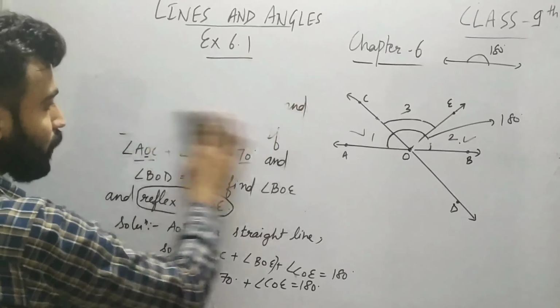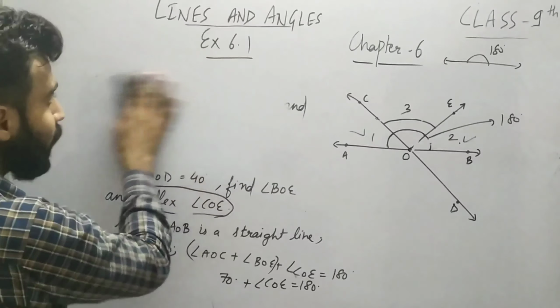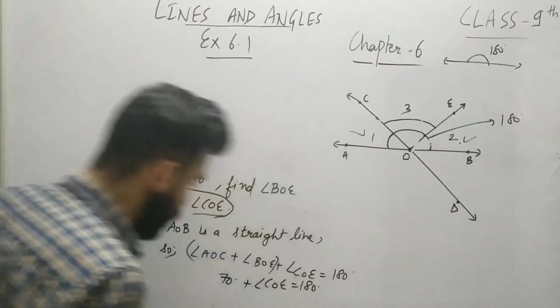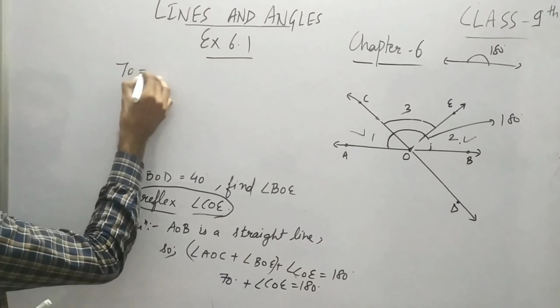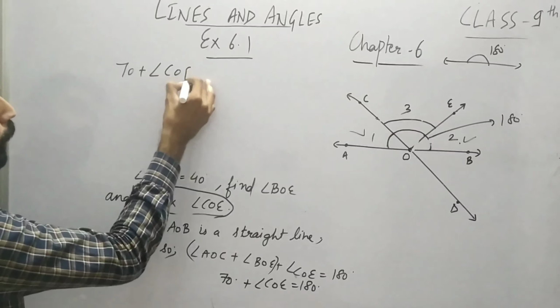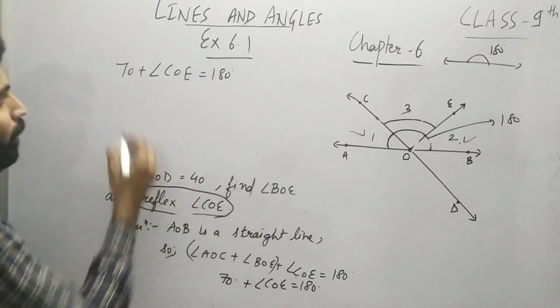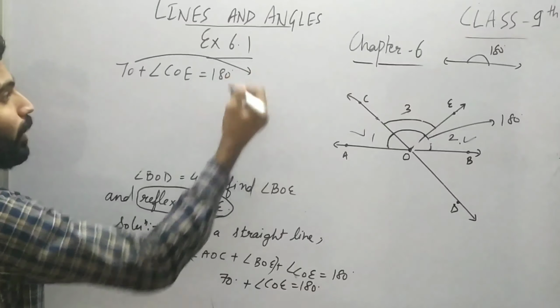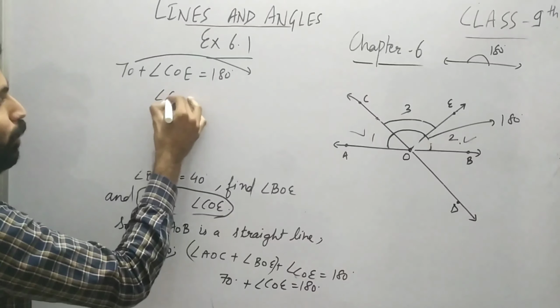So there's no need of this question till here. So I'm just simply rubbing it down, right? So let me just take this above here. So 70 plus angle COE is equal to 180, right? Now transfer this 70 onto the right hand side. So that will become negative after moving on to the right hand side.